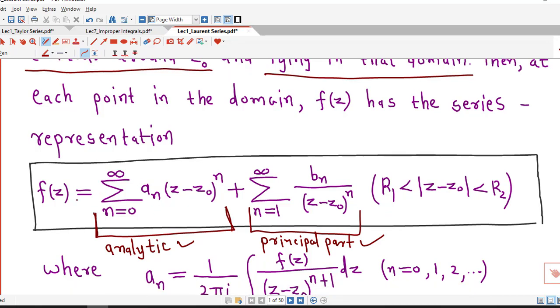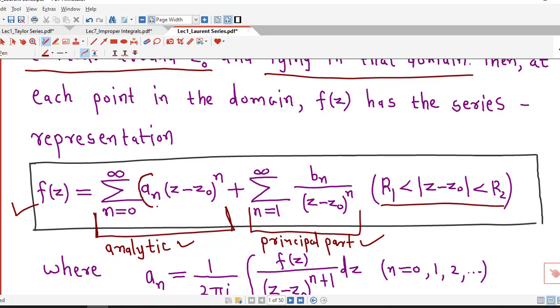So this is the Laurent series representation of the function f of z, which is analytic at each point in the annular domain, that is, in the region between two circles with center z0 and radii r1 and r2.